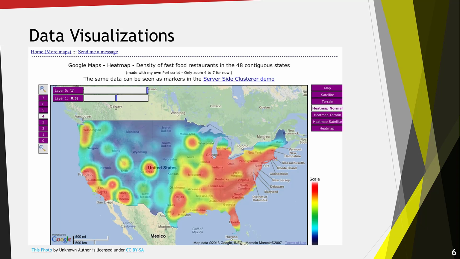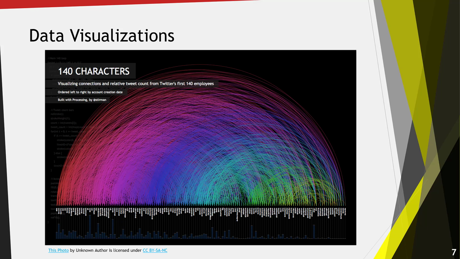Here's a visualization that is a heat map of the density of fast food restaurants throughout the United States. Again, the core idea from this visualization is to show you places in the country where there are more fast food restaurants versus fewer fast food restaurants. Visualizations can be a lot more complicated.